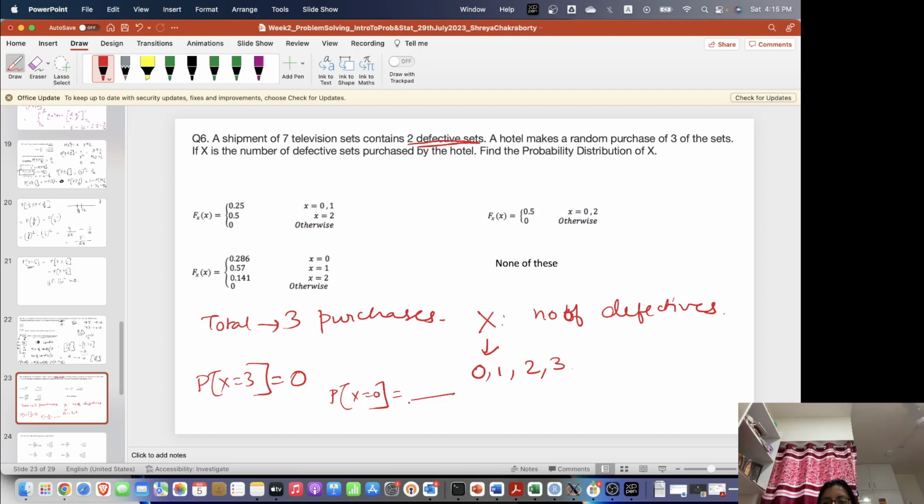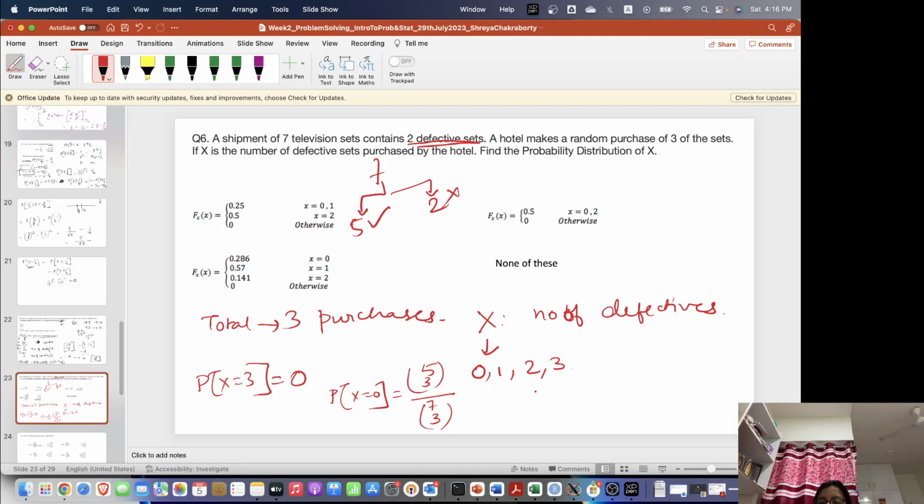So how can we choose 3 from a set of 7? We can choose it by 7C3 ways, out of which none are defective. So if we had 7 total, we were 5 good and 2 defective. So if I have to make 0 defective purchases, then I have to choose all 3 from my good set. So then this will be 5C3 by 7C3.